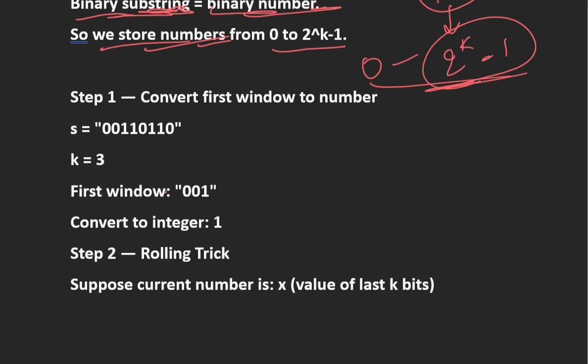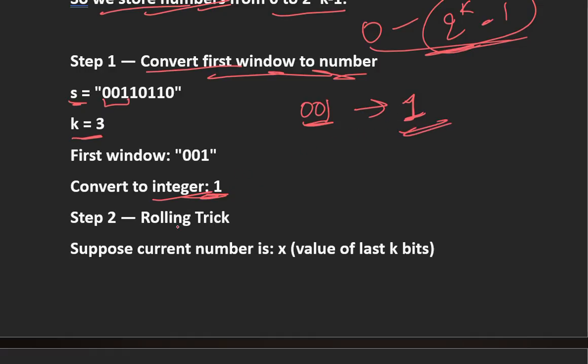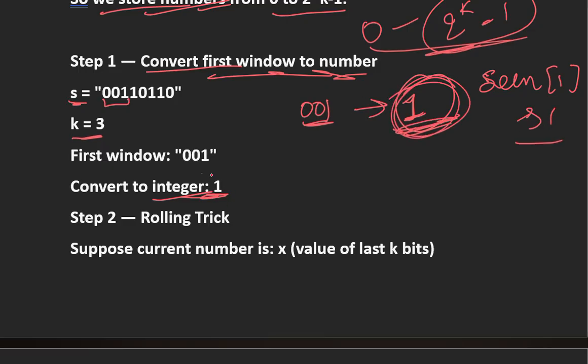So let's see step by step what the approach will be. First, step 1, convert the first window to a number. We are given a string s and k is equal to 3. So what will be our first window? The first window is 001. This is binary, so in decimal it is 1, right? When we convert it to an integer, it is 1. And then we store this in a vector. Let's suppose we make a vector seen. So seen of 1 is equal to true, meaning we have already got 1 at some point, right?